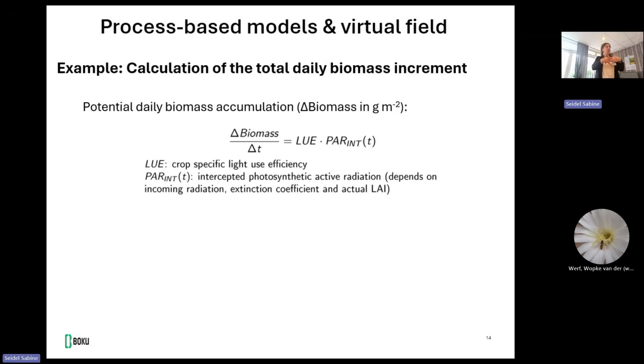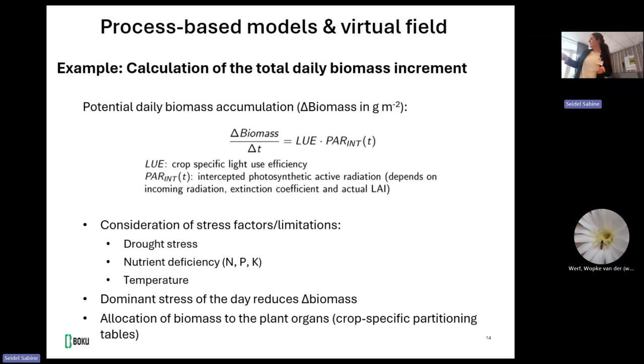So there are a lot of interactions which maybe people can't solve themselves in the brain, but also mathematically not super challenging. At that step we are at the potential growth, but then the models also consider stress or limitations, which is usually drought stress, nutrient deficiency, where most models only consider N, some consider P, almost none considers K, and temperature stress, cold and heat stress. And then you have a dominant stress, so maybe in one day the drought stress is more dominant than N stress, and then this stress reduces the daily increase of that specific day by, I don't know, maybe 20%.